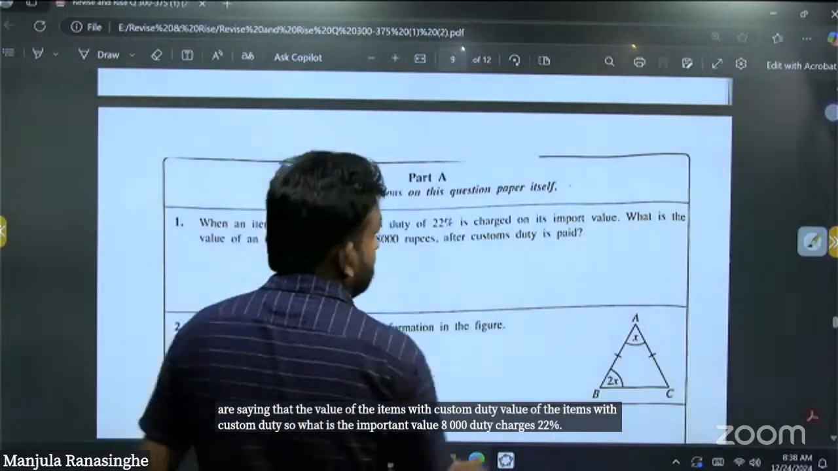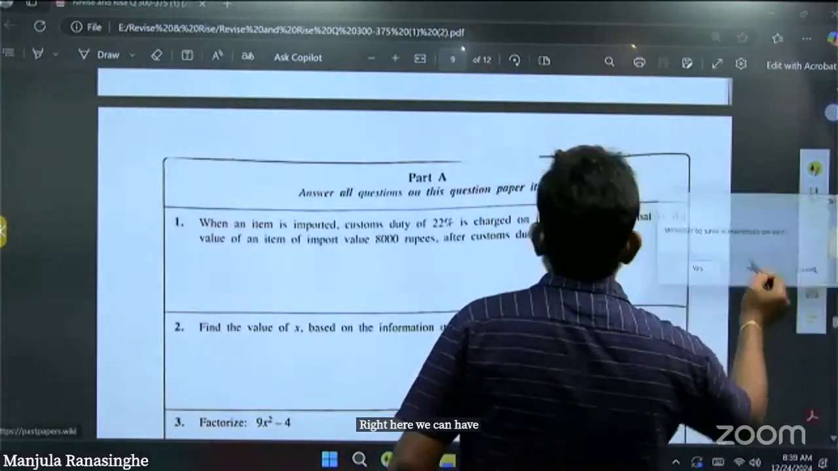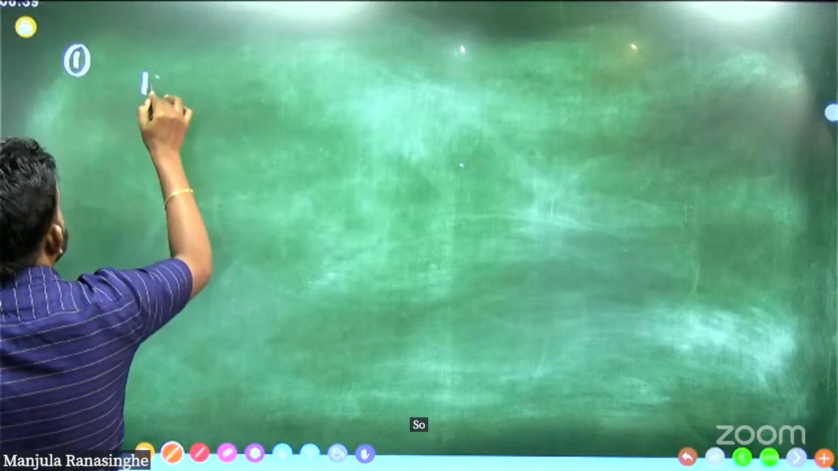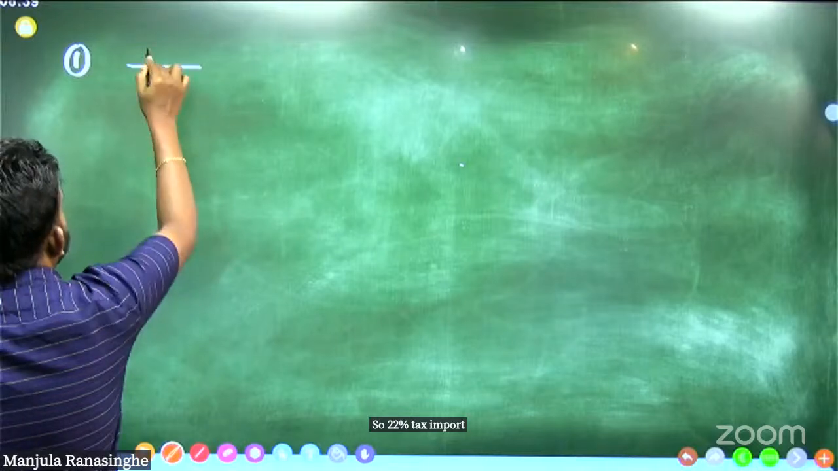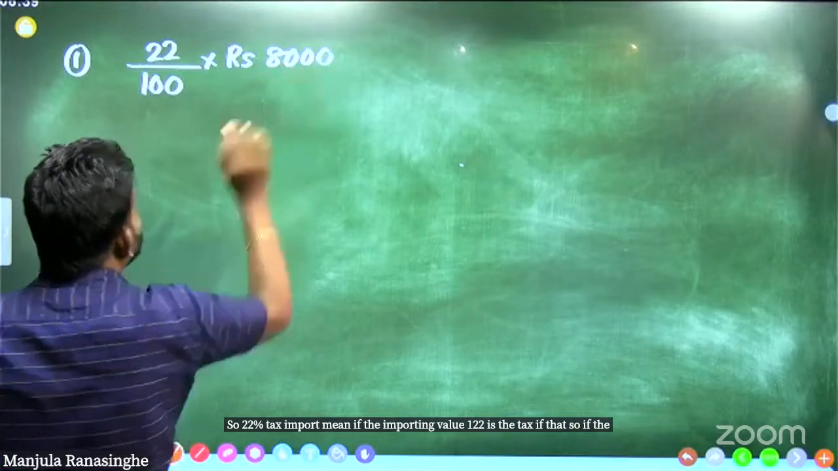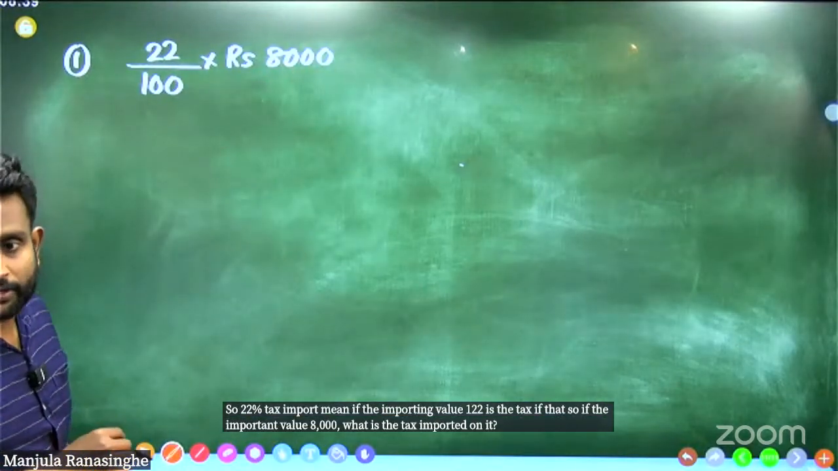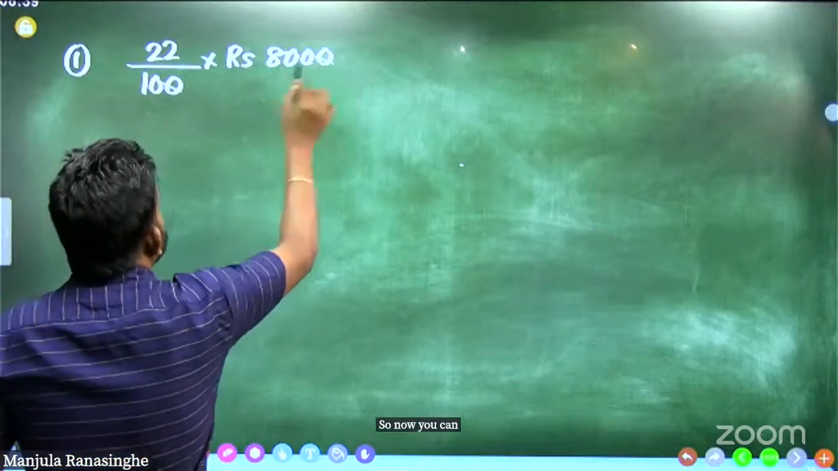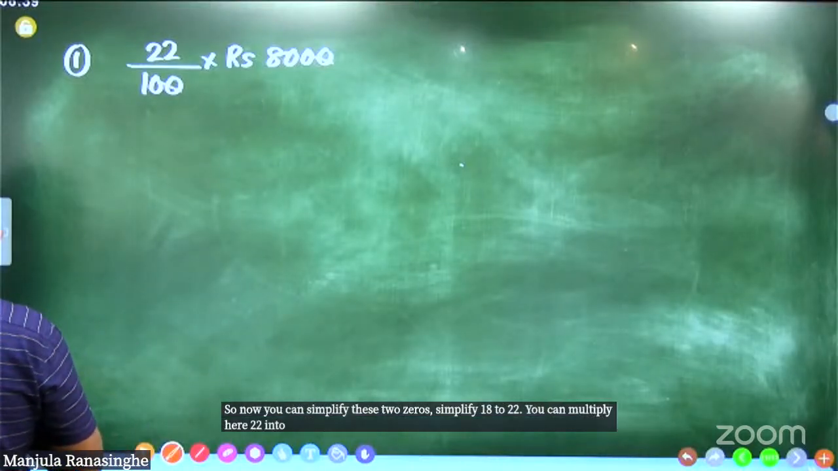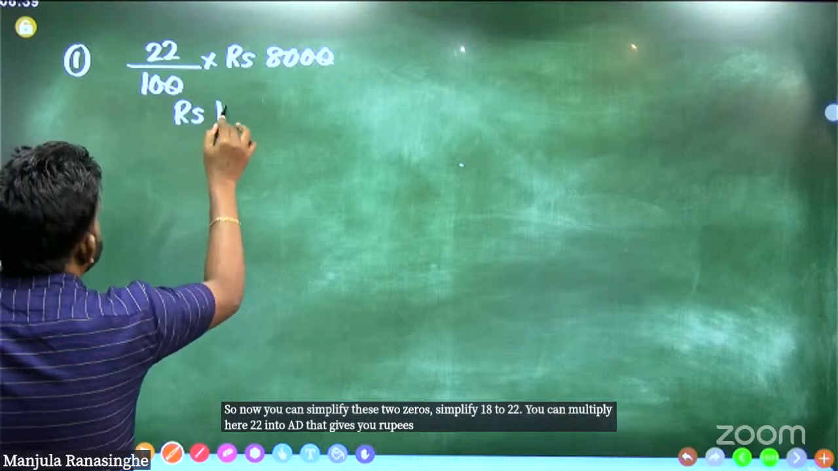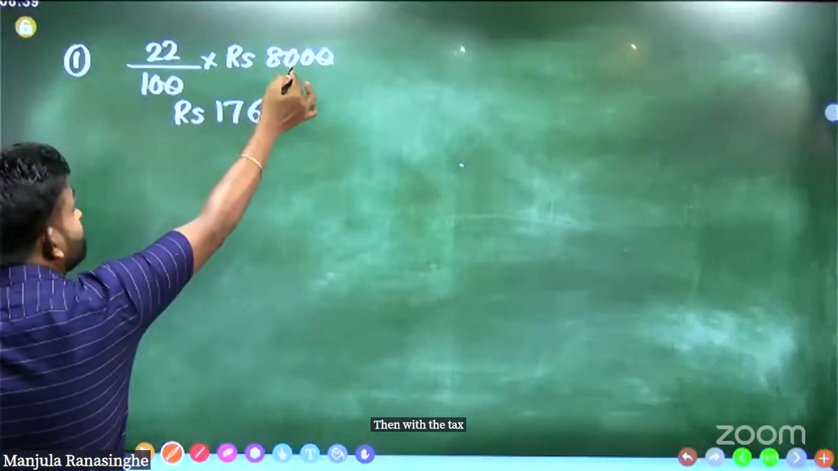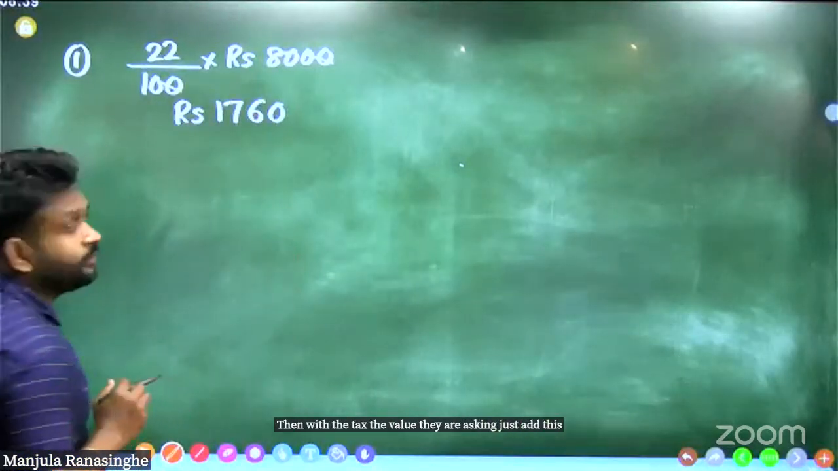Right. Here we can have the question in this manner. 22% tax on import means if the importing value is 100, 22 is the tax. If the imported value is 8,000, what is the tax on it? Now you can simplify the two zeros, simplify 8 into 22. You can multiply 22 into 80. That gives you rupees 1,760. Then with the tax, the value they are asking, just add this importing value with the tax on it.